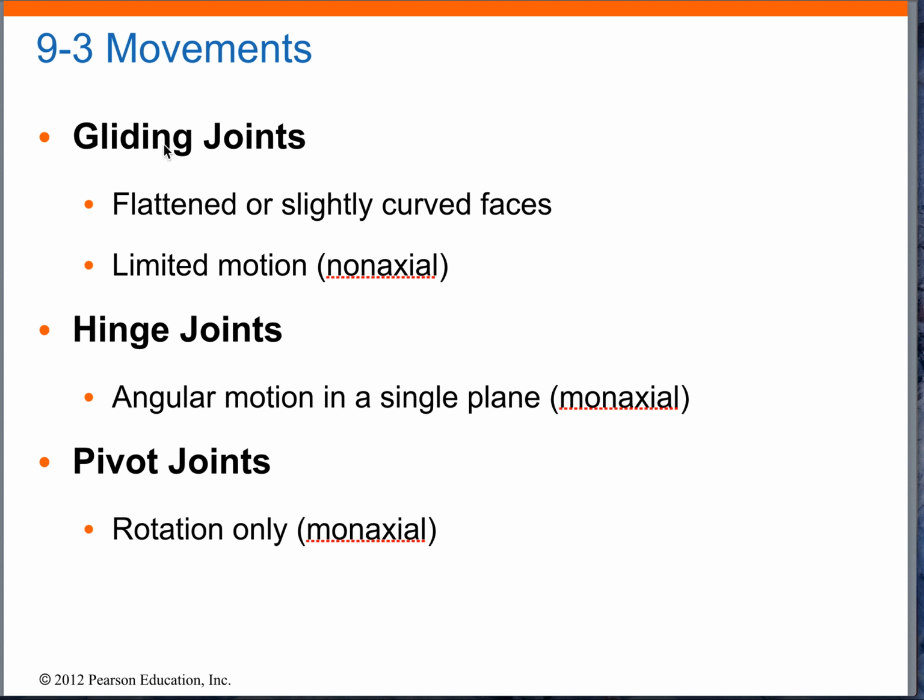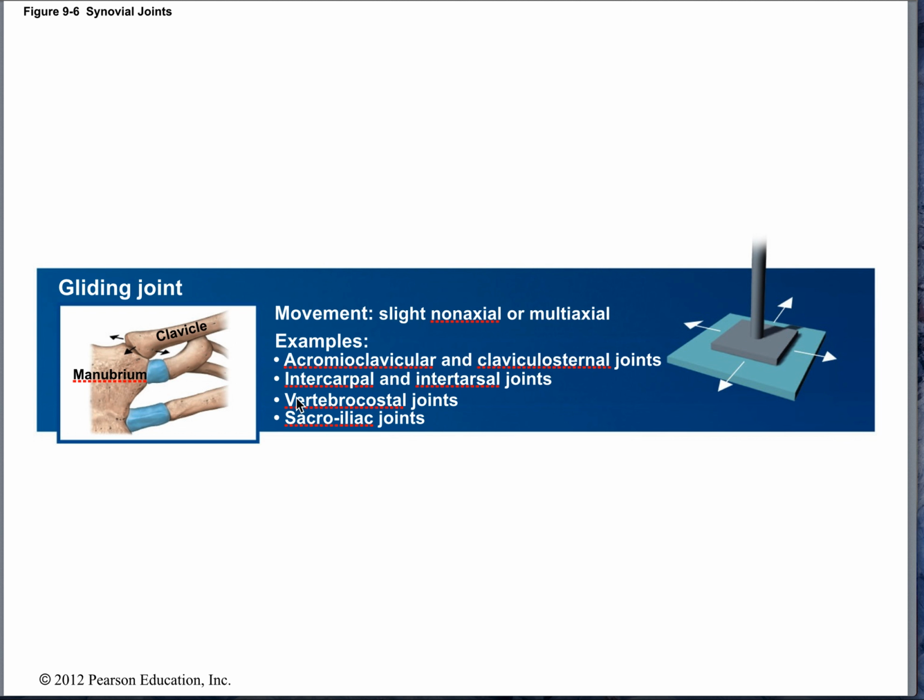Okay, so one more time. So I have gliding, hinge, pivot. So gliding, right? We said it's gliding, right? We have gliding joints found between the sternum and the clavicle. What do I call that joint? It's sternoclavicular. And I said it was non-axial or multi-axial. So be aware of that. These are all other examples, but sternoclavicular is the primary one that I will and can test you on.